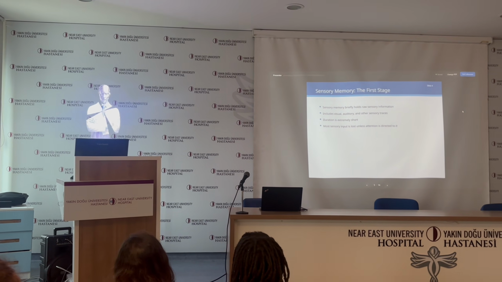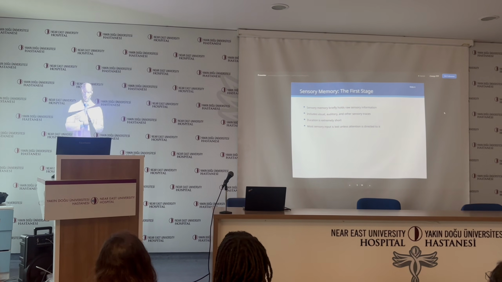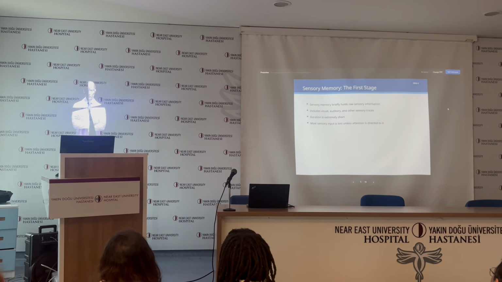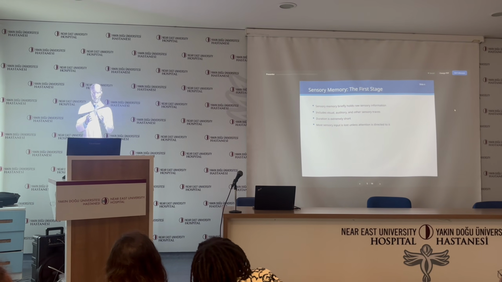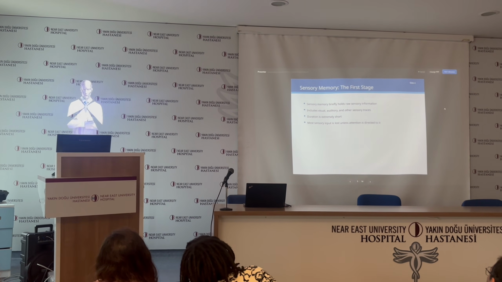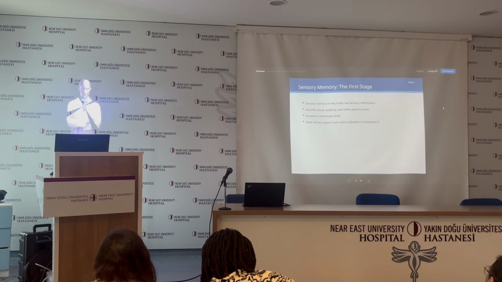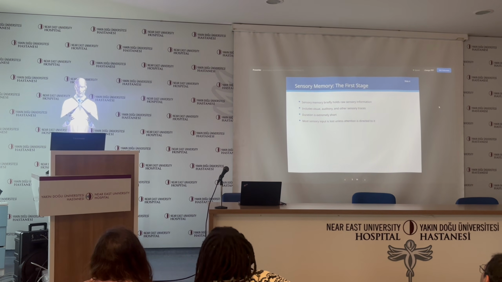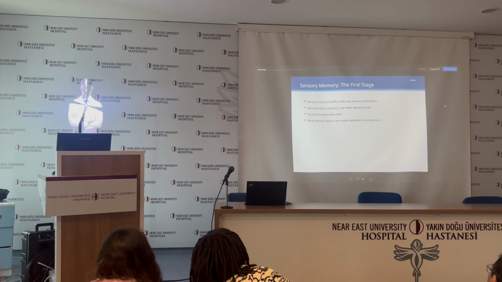Let us begin with sensory memory, the first stage in the information processing model. Sensory memory is a very brief storage system that holds raw information from the senses. When you see a word on a screen, hear a sound, or feel a touch, that information remains available for a very short moment, even after the stimulus is gone. This brief trace allows the cognitive system to decide whether the information is important enough to process further.